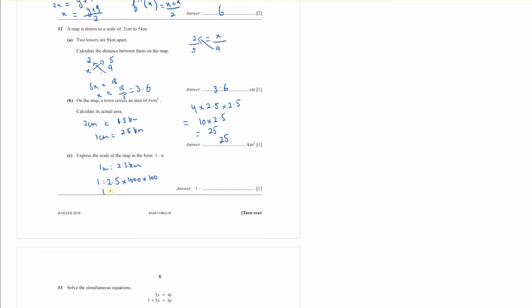So you'll get 1 ratio. So how many zeros? 1, 2, 3, 4, 5. So I have to move this decimal place 5 times to the right. So 1 time here and then 4 more zeros. So this is 1 ratio 250,000.